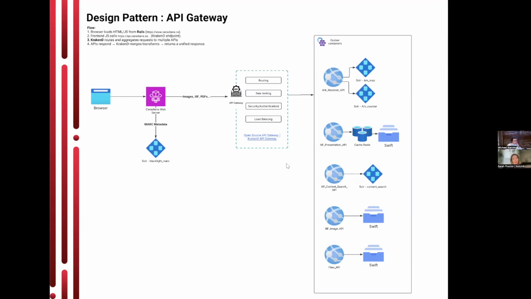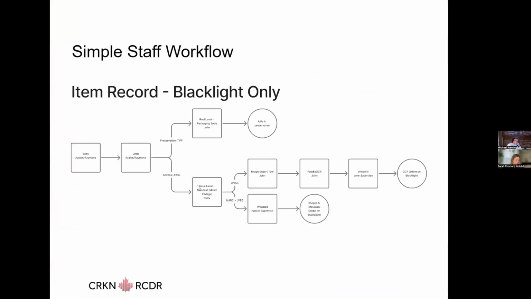Right now, our demo system's running on just a bunch of Docker containers on Azure, so it's not very performant. So if you notice issues, that's why. But yeah, this is just a simplified diagram of what our staff do to get items up online.